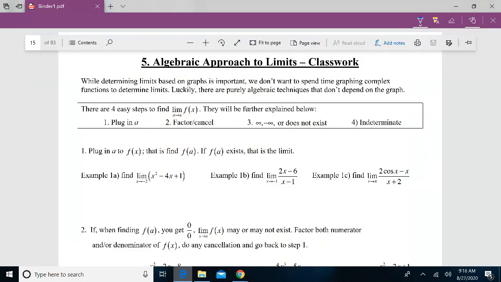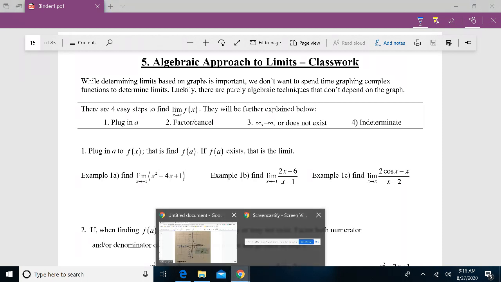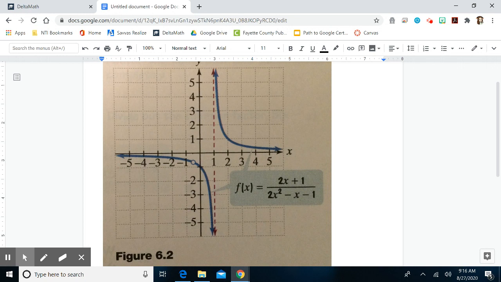Hi everyone. Today we're going to be taking an algebraic approach to limits, and there's actually 4 different types that we're going to see. So I'm going to relate this back to the lesson that you just did with graphs. So today we're going to be doing graphs of rational functions, and this right here is a rational function. Rational functions are the ones that have the asymptotes and they kind of look curvy like this. Okay, so those are rational functions.